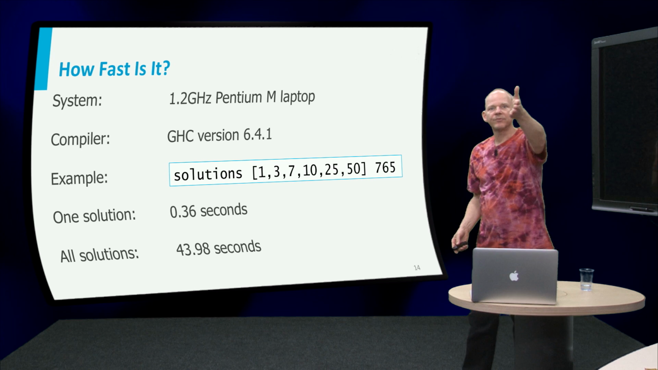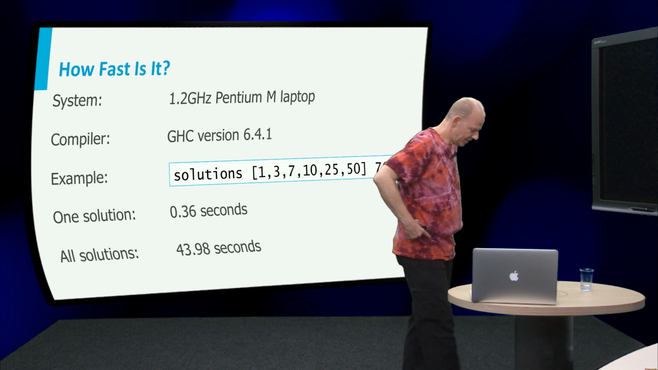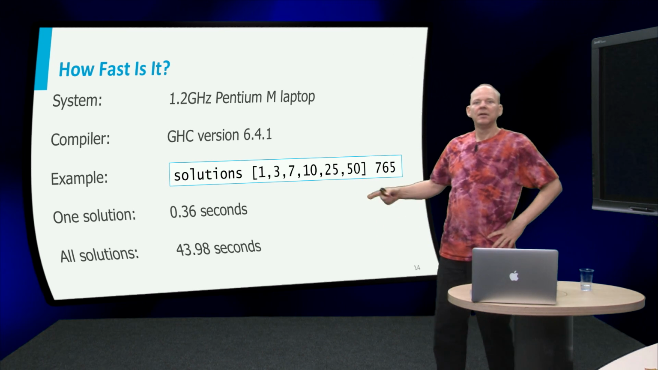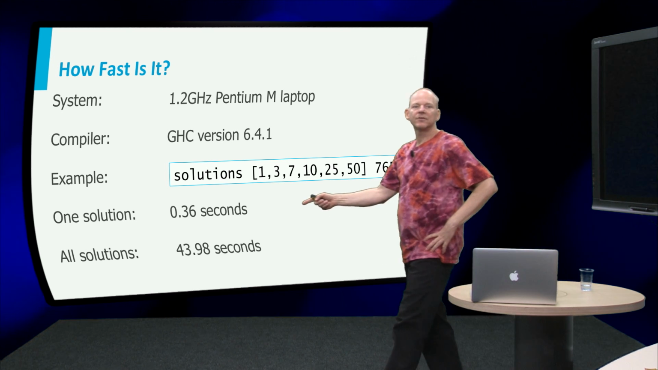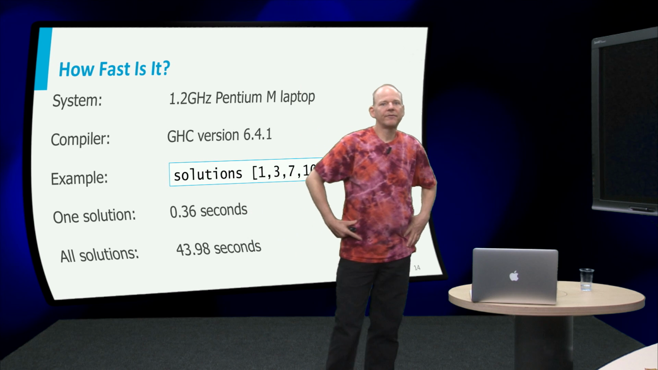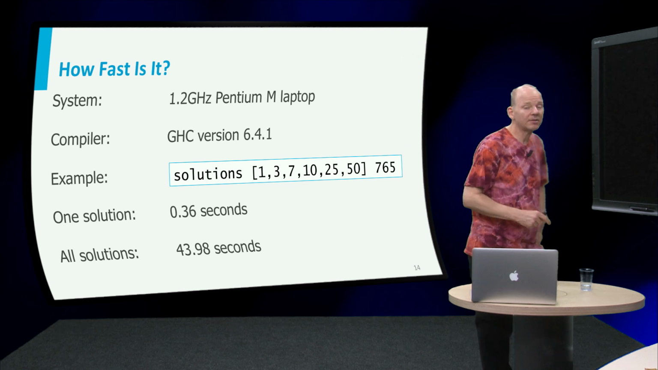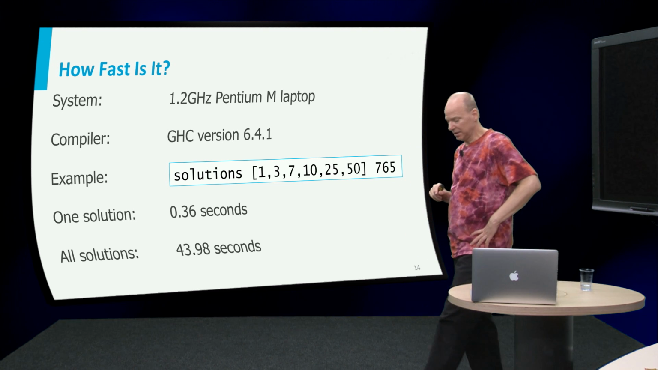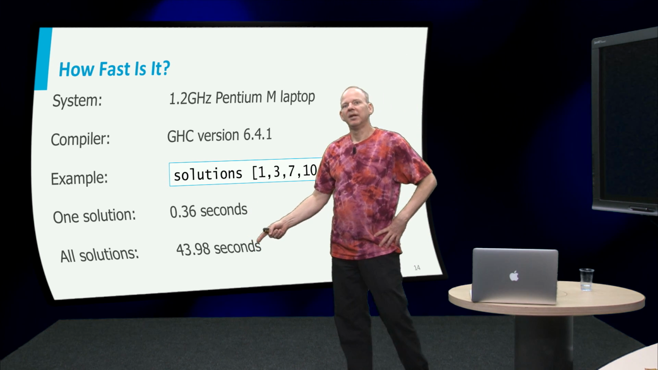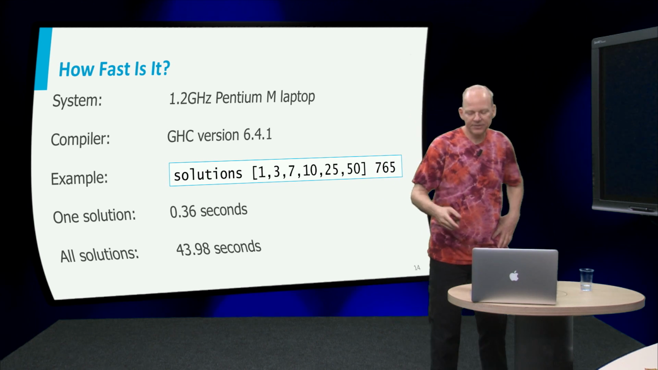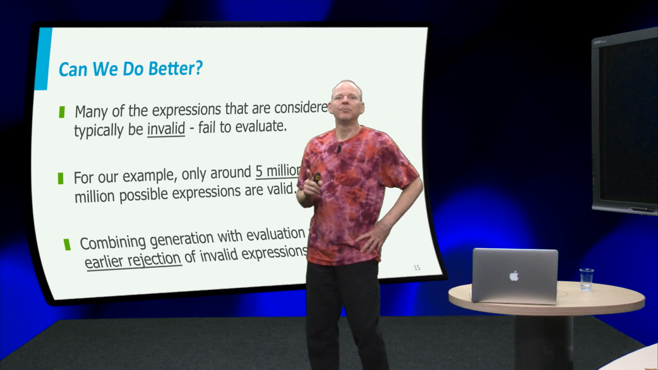If we run this on a very, very slow laptop, and we look for the solutions to our original problem, it finds the first solution in under half a second, and in under a minute, it finds all solutions. So even for this very simple brute force solution, this is kind of fast, and it takes about a minute to find all the solutions. The question is, can we do better?